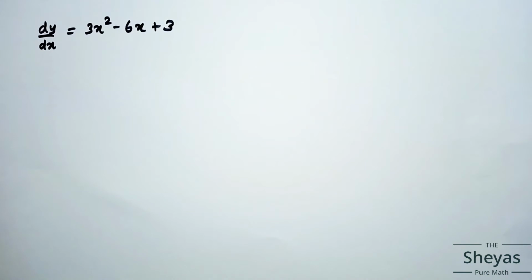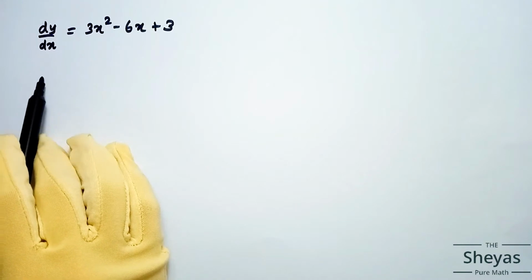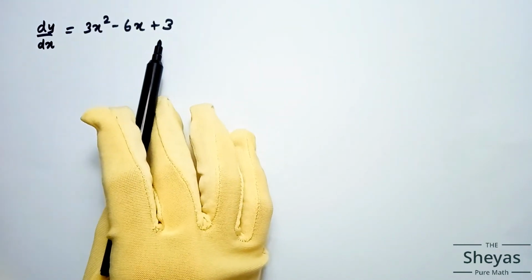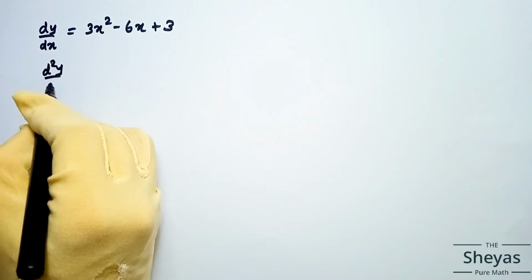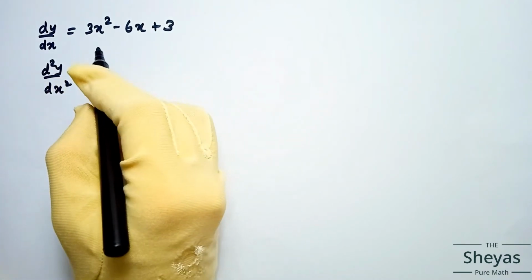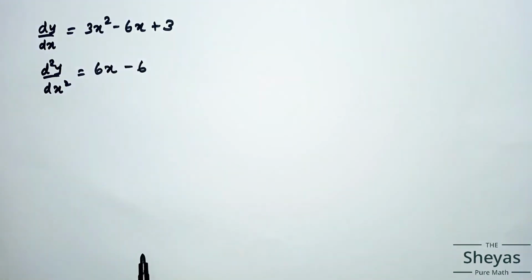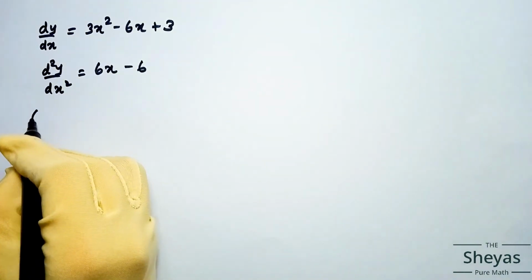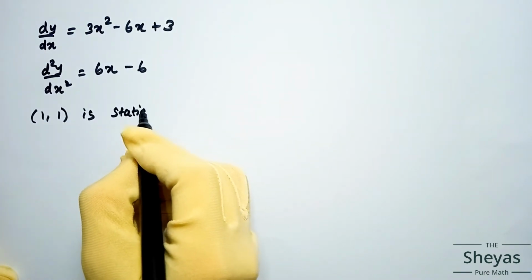So we have got only one stationary point. Now let us find the second derivative. What is the first derivative value? 3x square minus 6x plus 3. Now we have to differentiate again to find the second derivative. When you differentiate, it will be 6x minus 6. So what is the stationary point you obtained? 1 comma 1 is the stationary point you obtained.